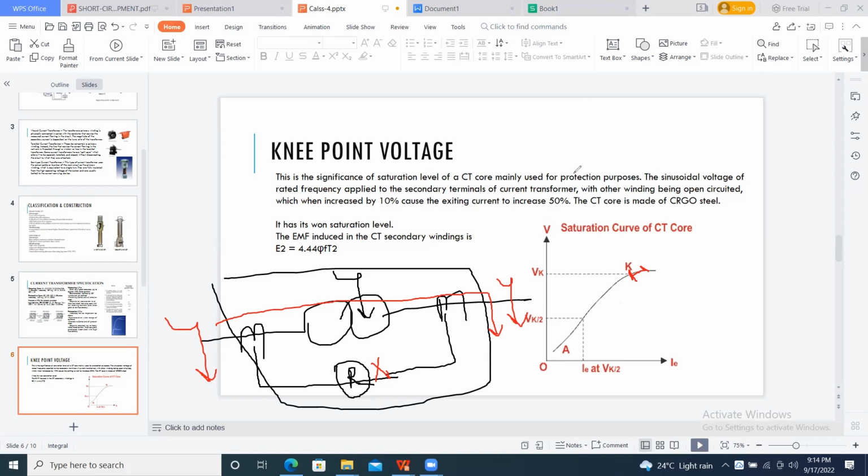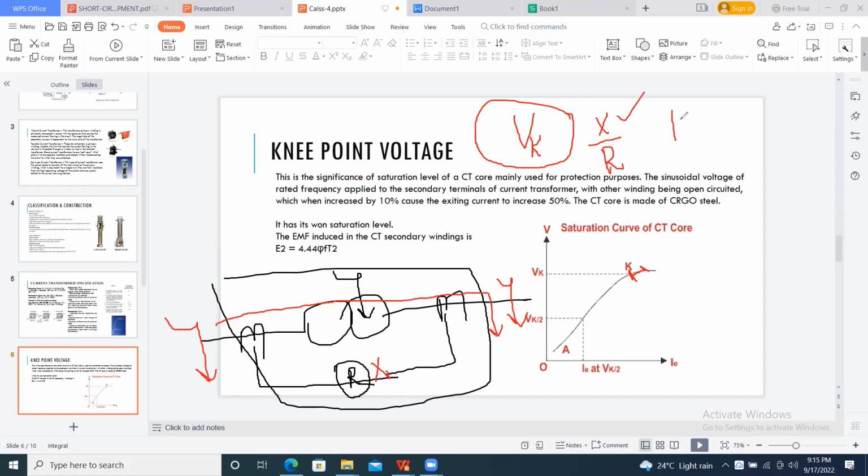So we have a formula for this knee point voltage. This knee point voltage formula is manufacturer dependent, meaning it depends on which relay you are using for differential protection. From the relay catalogs we get this formula, and from that we calculate the knee point voltage. Generally, the knee point voltage depends upon the X by R ratio. One way of calculating the knee point voltage is the X by R ratio.